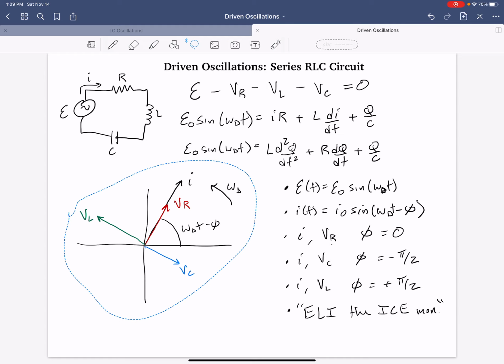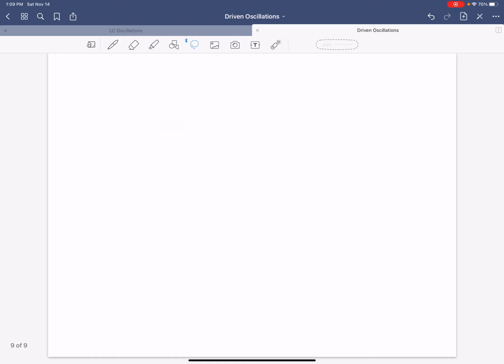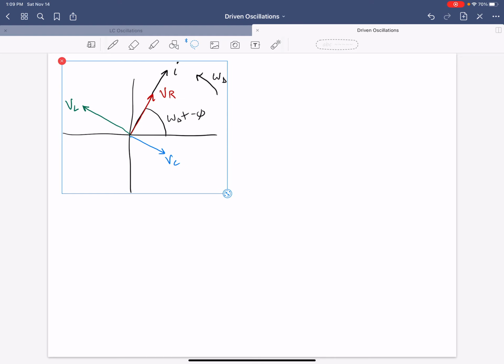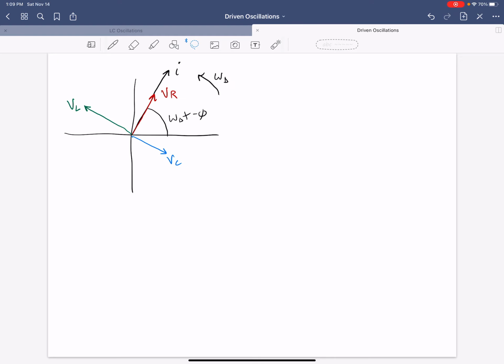Let's transfer this over. I love this feature, by the way. Copy, move to the next slide, paste. All right. Now let's take a look at how that relates to the overall EMF and get a single expression for the current in the circuit.